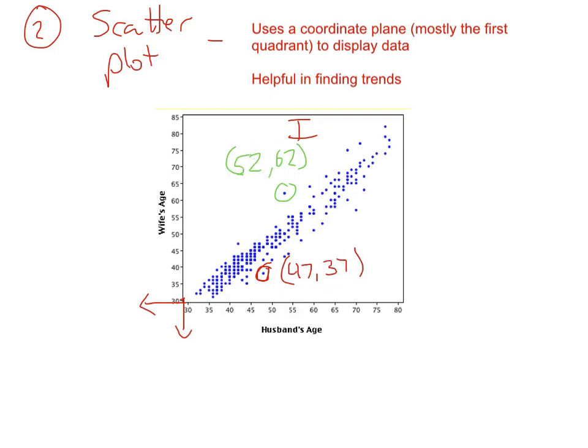So we have different things going on, but a scatter plot is really useful for looking at trends. As we zoom out and look at what's generally happening here, it looks like as a husband's age increases, a wife's age increases as well. All these dots represent different couples, and we can see that younger couples, husbands and wives, are generally around the same age. And up here with older couples, husbands and wives are also generally about the same age.